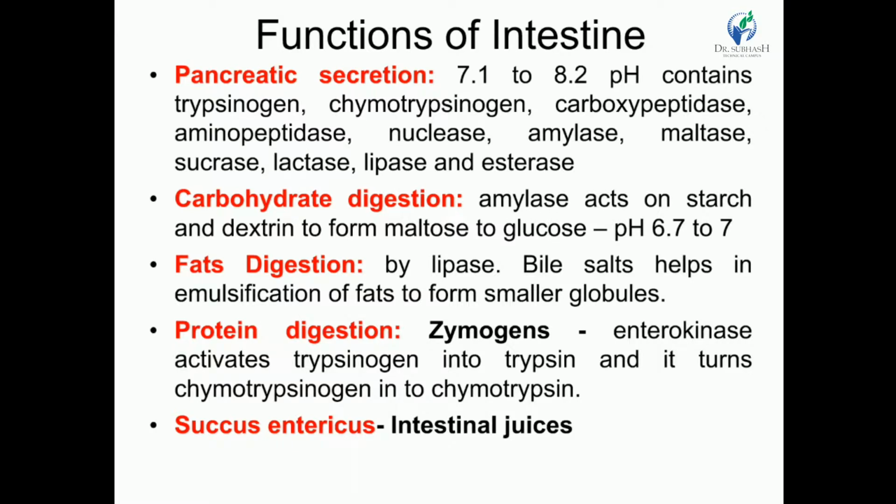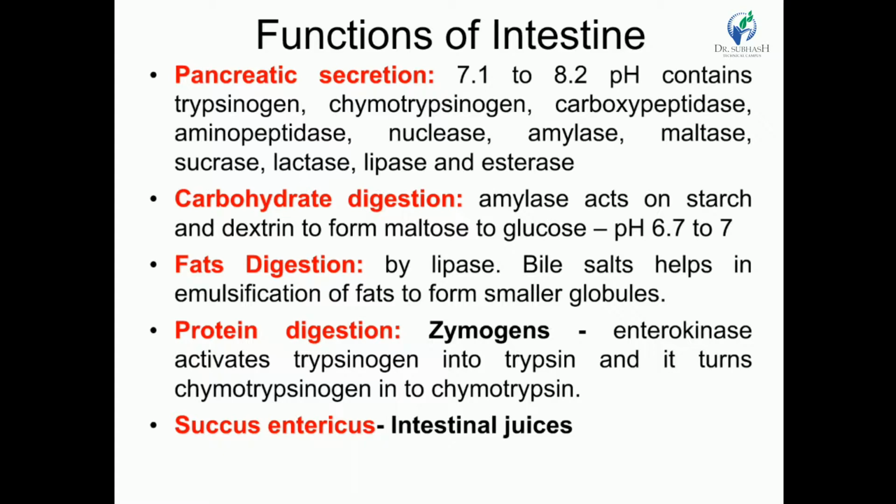own secretions into the duodenum with the help of the pancreatic duct, and the pH is on the alkaline side. These juices released from the pancreas contain a number of enzymes, mostly trypsinogen, chymotrypsinogen, carboxypeptidase, aminopeptidase, nucleases. Next are amylase, maltase, sucrase, lactase, lipase, and esterase.